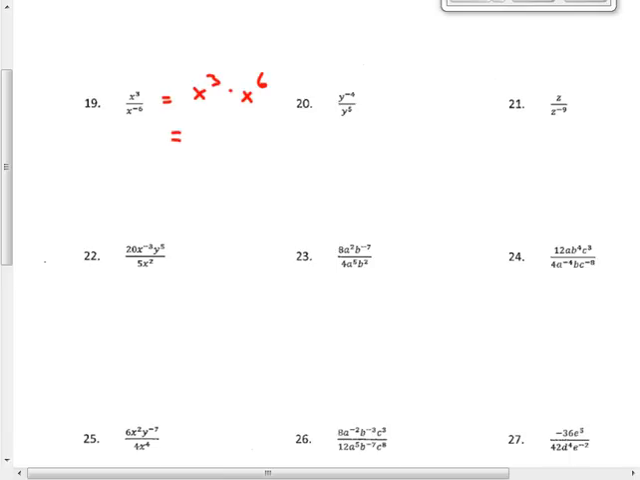I've got 2 like bases. I want to go ahead and add the exponents together. So 6 plus 3, or again, if you're thinking in terms of I have x's, I have 3 x's, and I have 6 more x's. That means that I have 9 total x's.